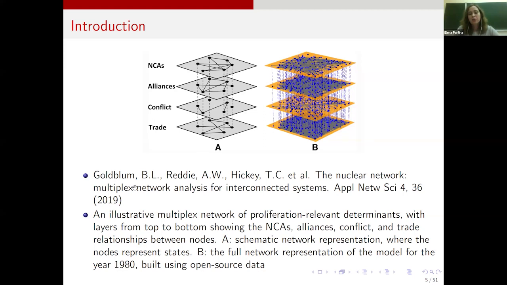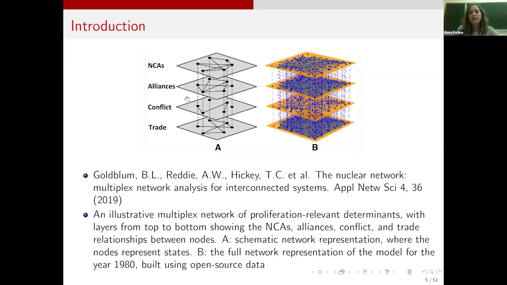So you see here in this publication of Goldblum, it is also a good example I wanted to show you about multiplex networks. They represent the real data of communication between different states. So firms who produce some nuclear technologies. And they said that each state represented in different layers of communication. They called it the first layer, the up layer. It is nuclear cooperative agreements. So we see some simple network here.